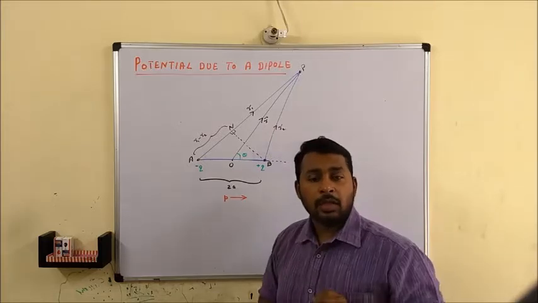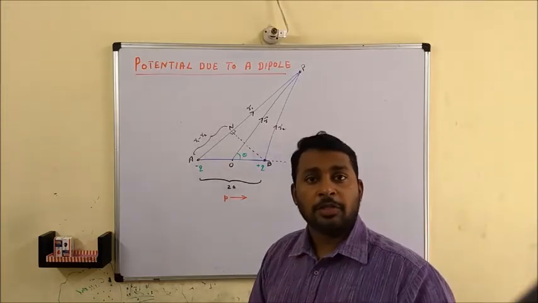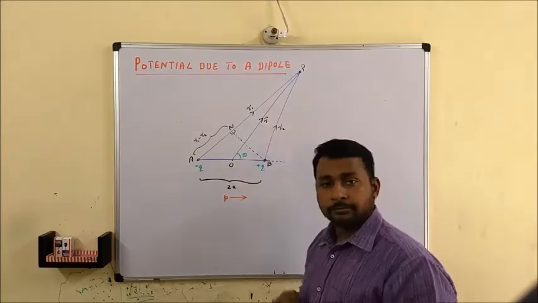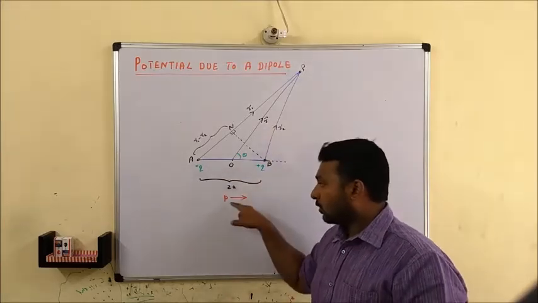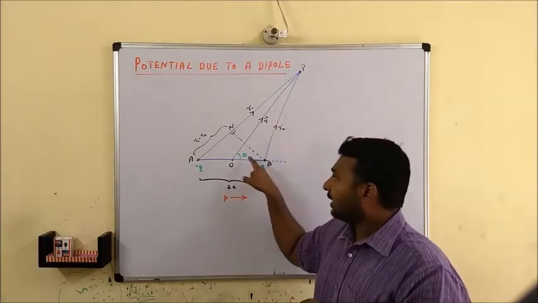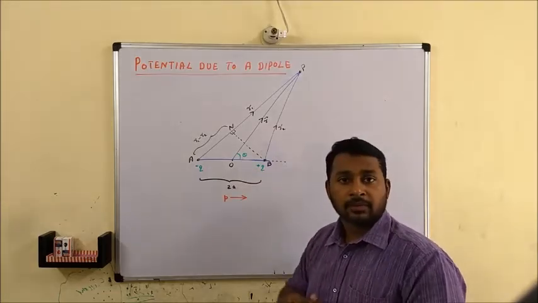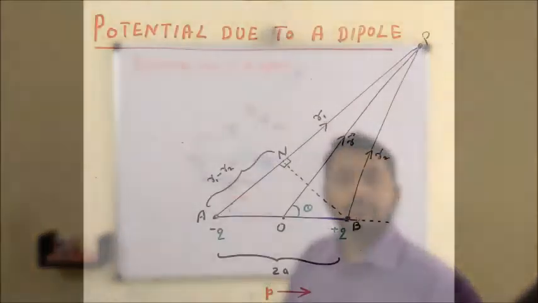The angle between the position vector of the point P, r, and the dipole, or also we say the dipole moment, is theta. Analyze this diagram.